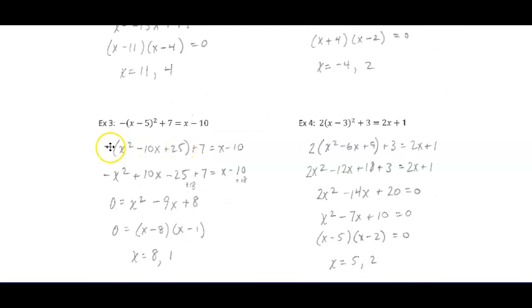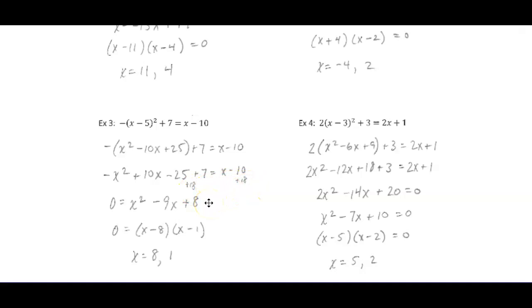Okay, example 3 has a coefficient in front, -1. So I square the x minus 5 first, then bring the -1 into that trinomial. This minus 25 and plus 17 and plus 7 would combine to give me minus 18. So if I add 18 to the right side, I get plus 8.